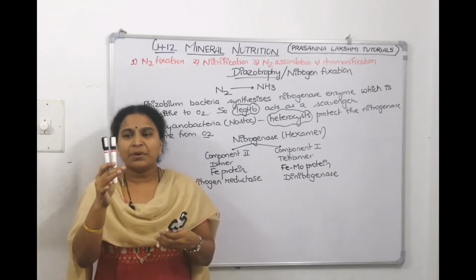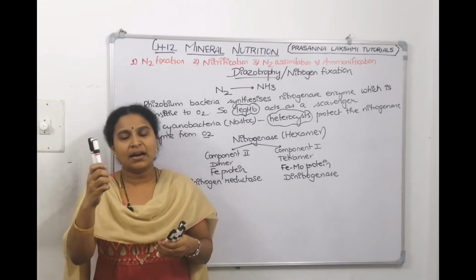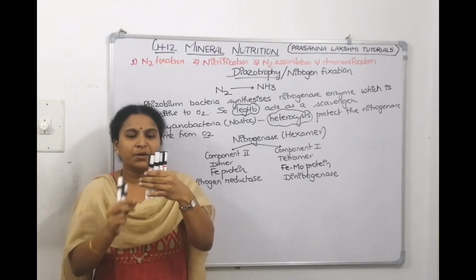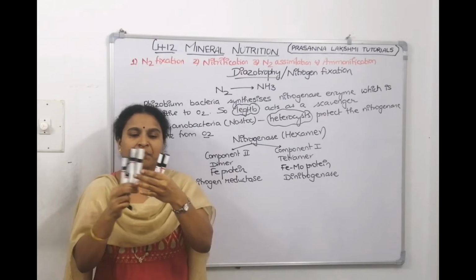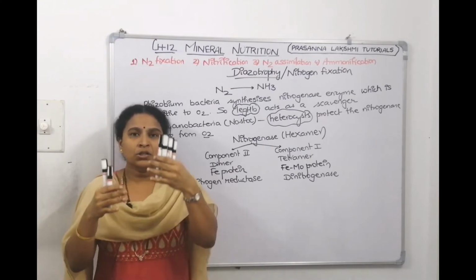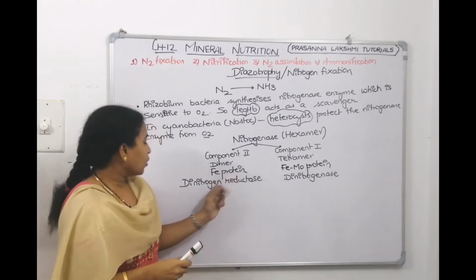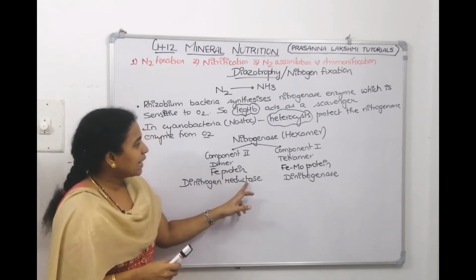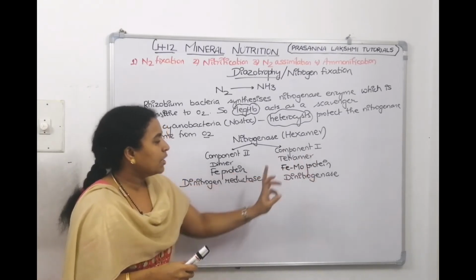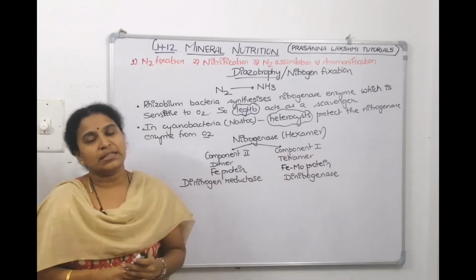What are these 2 subunits? Iron only, 1 iron, another iron. What are these 4 subunits? Iron, molybdenum, iron, molybdenum. So here 4 are there, here 2 are there. This iron protein is also called dinitrogen reductase enzyme, and iron molybdenum protein is also called dinitrogenase enzyme.